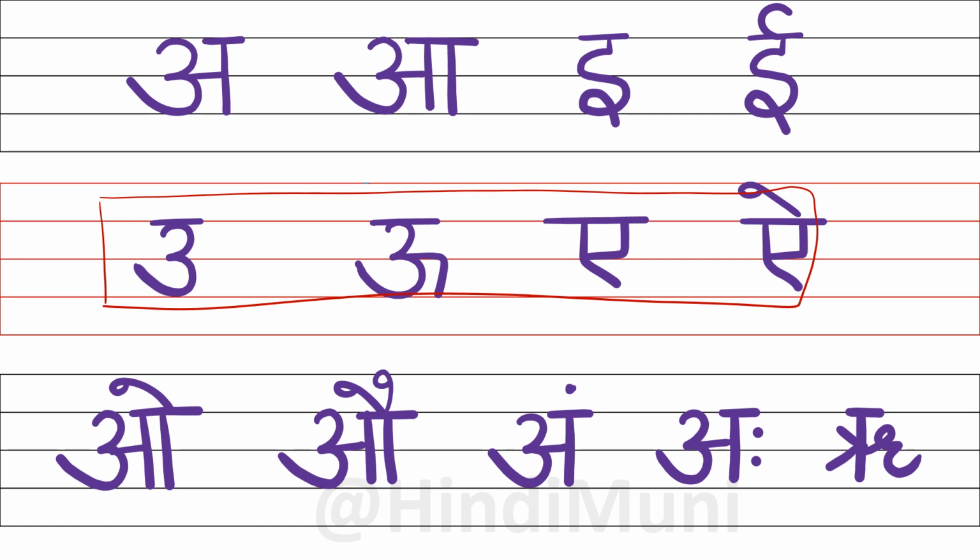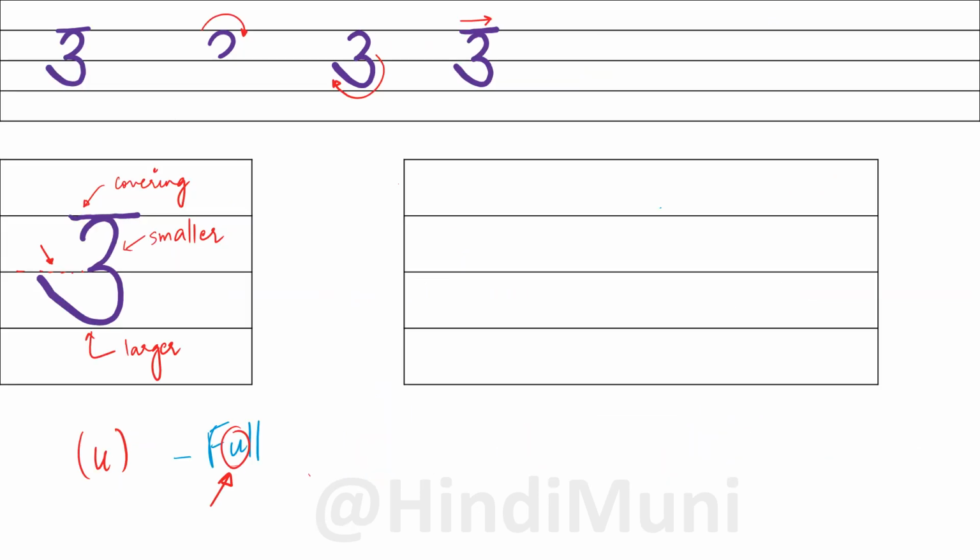Just a quick overview. These are your four vowels that we'll be looking over in this lesson. So let's start with the first vowel. So this is u.